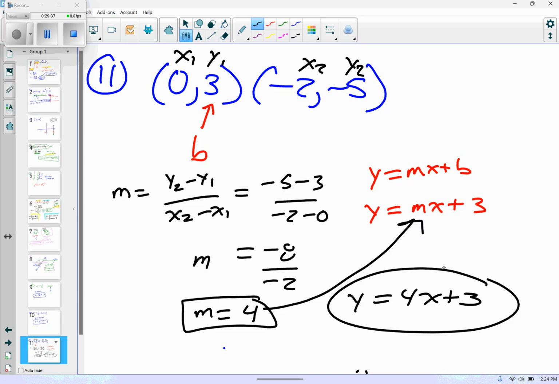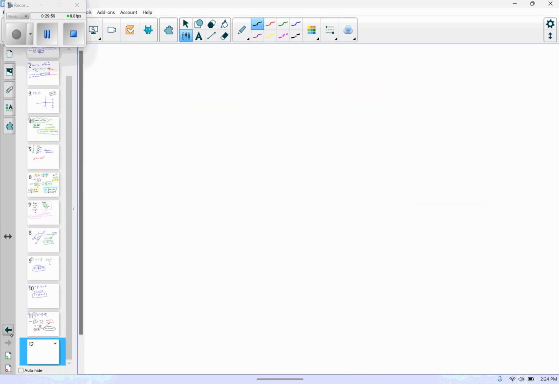Harold rides his bike to school. 10 minutes after he left, he was 11 miles from the school. 20 minutes after he left, he was 9 miles from the school. Hang on. Let's see if there's something we can do with this. All right. This is number 12. 10 minutes after he leaves, he is 11 miles from school. 20 minutes after he left, he's 9 miles from school.